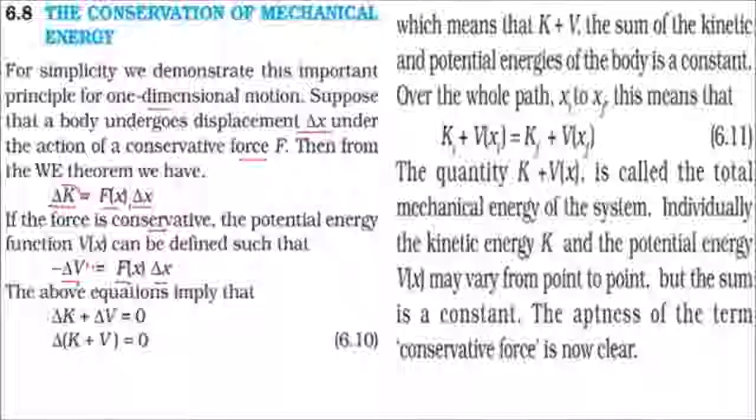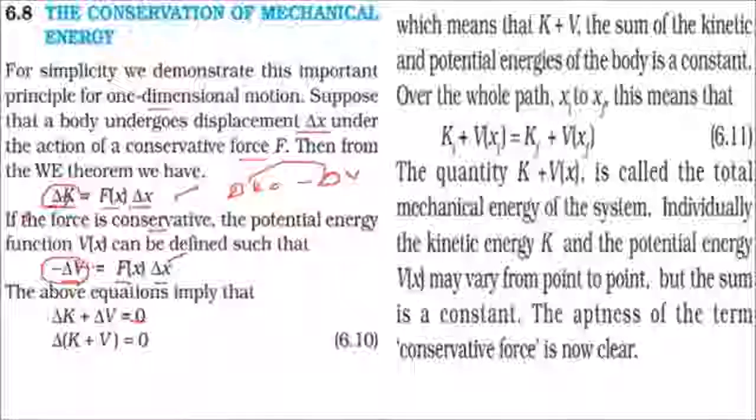this delta K and minus delta V is going to be equal. This implies simply this, because this is equal to this. So delta K is equal to minus delta V, which gives you delta K plus delta V equal to 0. Take delta common, K plus V is constant. That means the kinetic energy and the potential energy of the body together remain the same.